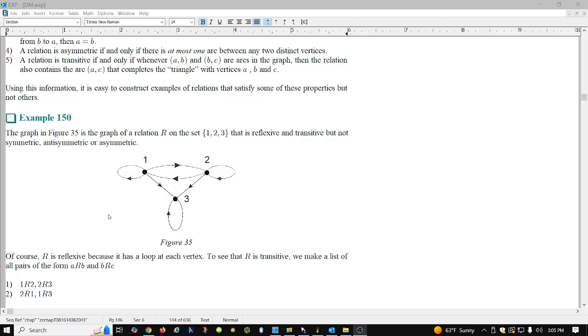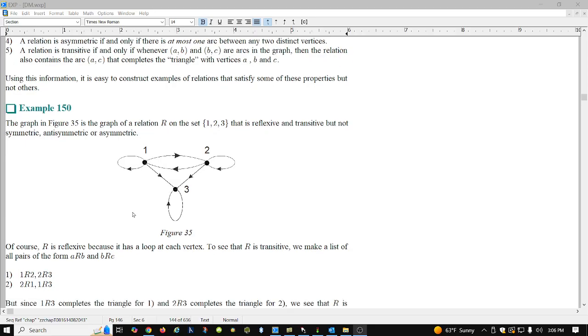But what we have to do here is make a list of pairs of the form aRb, bRc. So 1 related to 2, 2 related to 3. 2 related to 1, which is related to 3. And you'll have to convince yourself those are the only 2 directed paths of length 2.